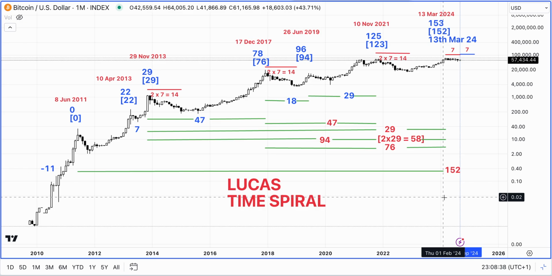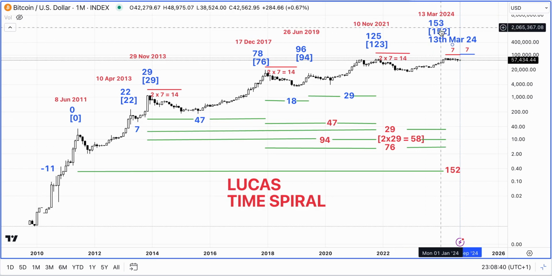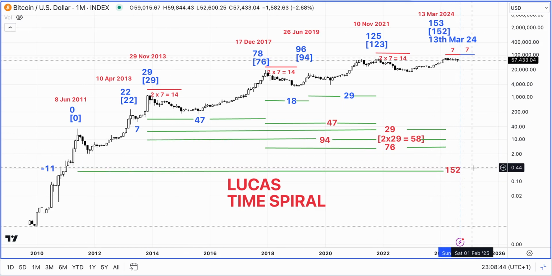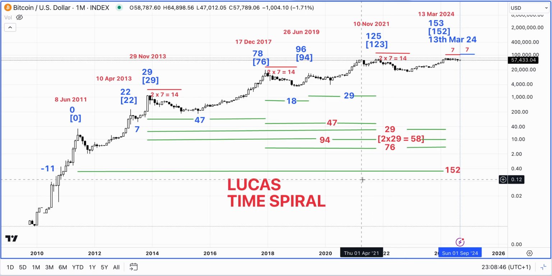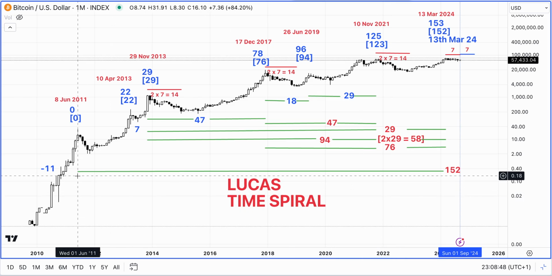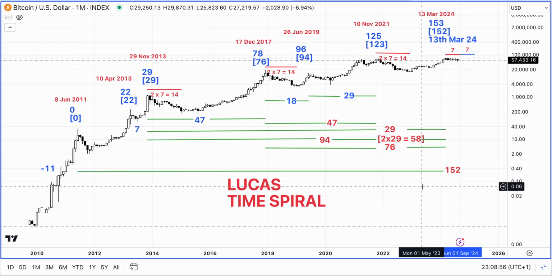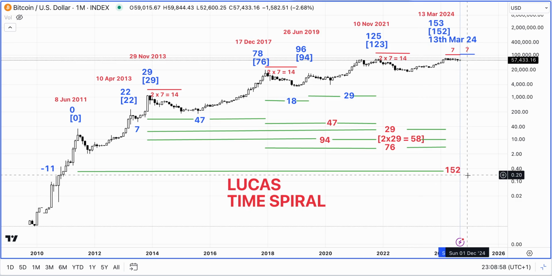The 13th of March was the high, where we had this 152 weeks, excuse me, months. Here we go, right to the 1st of June 2011, and we have just seen the market go sideways. So the month of September, if you add 7 to that, we get September. So in my opinion, the month of September is really, really important, because the market should get stronger.